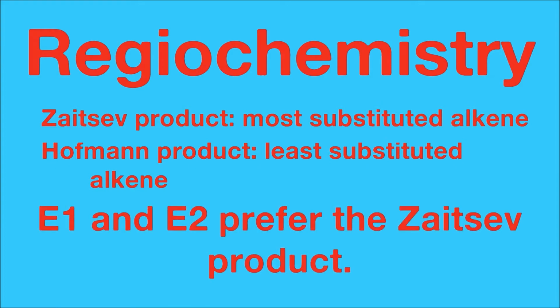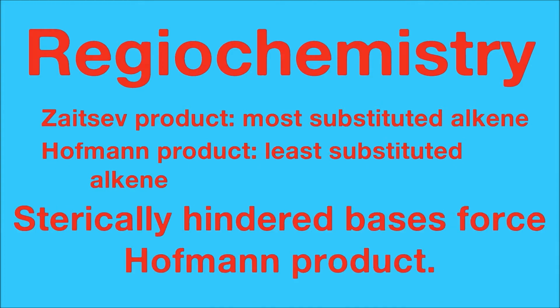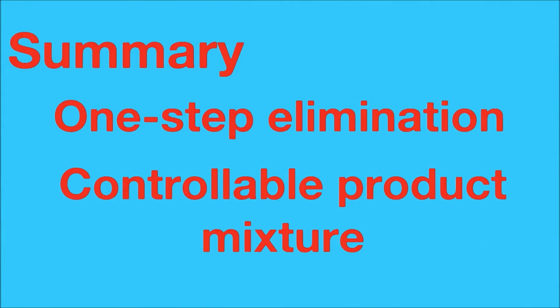Regiochemistry is important for determining what products can form from a given reaction. There are often multiple products, but can be influenced by the base involved. Sterically hindered bases will prefer the Hofmann product over the Zaitsev product. Though this reaction gives multiple products, the products are governed by a hierarchy that can be controlled.